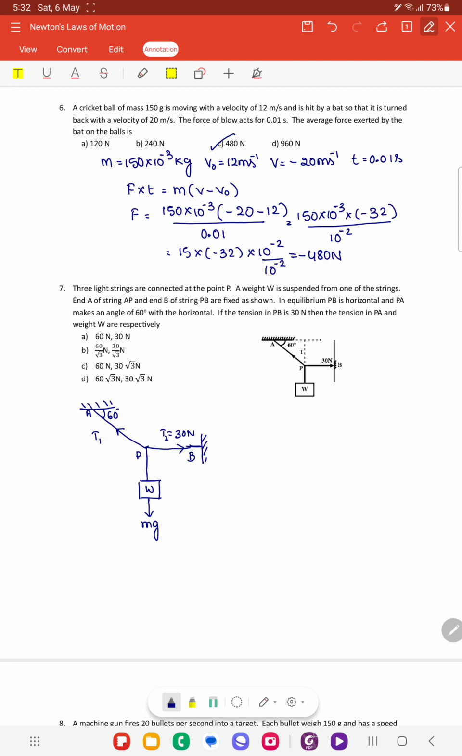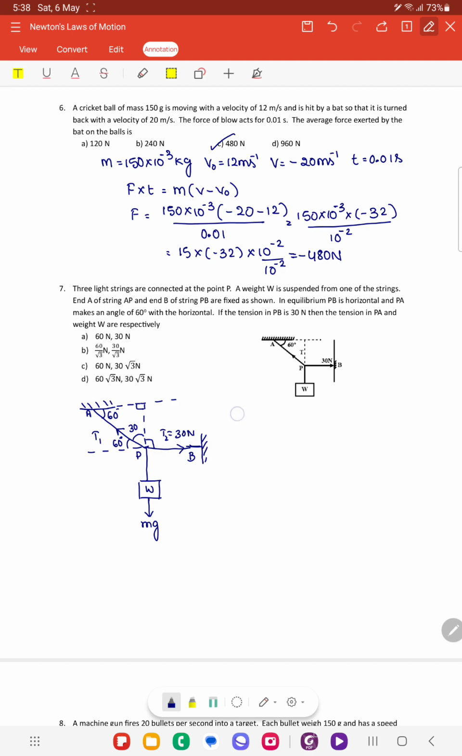Now here let us apply Lami's theorem. It states that each force is proportional to the sine of the angle between the other two forces. So here, this is a 60 degree alternate angle, and this angle is also 60 degree. So, the total angle of our triangle is 90 degree. So this is 60, so this should be 30 degree. So this angle is 90 degree. So applying Lami's theorem, each force is proportional to the sine of the angle between the other two forces.